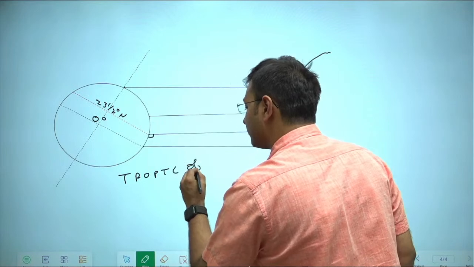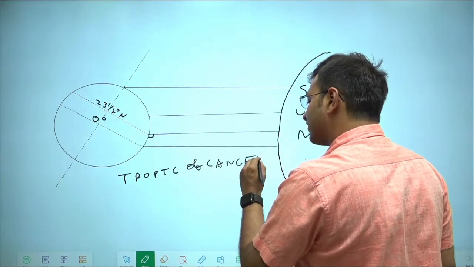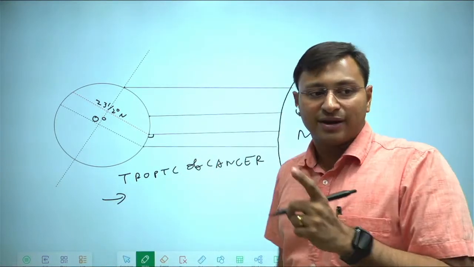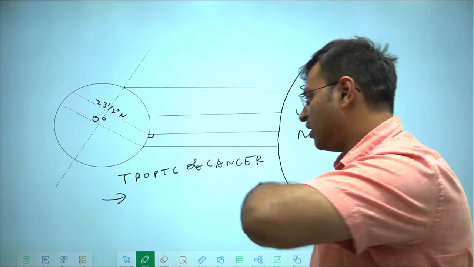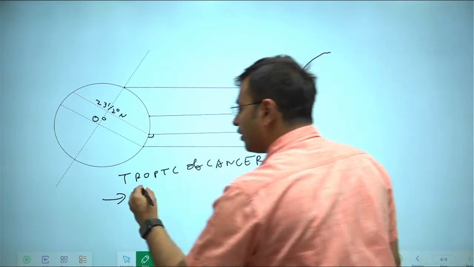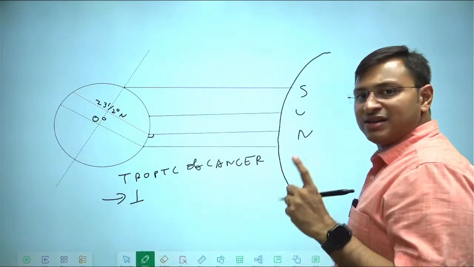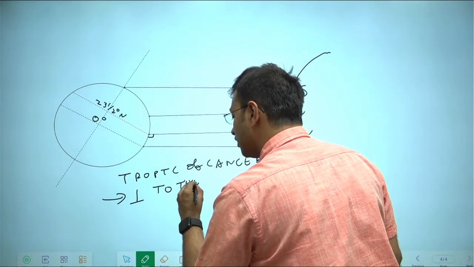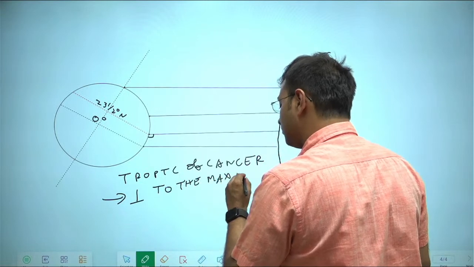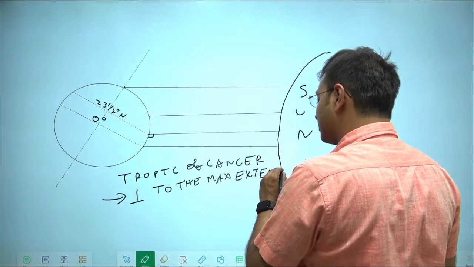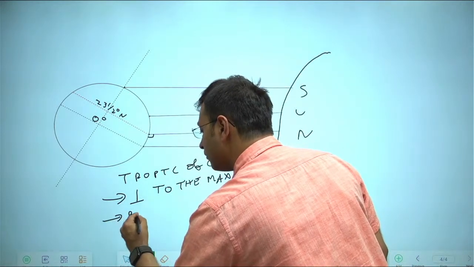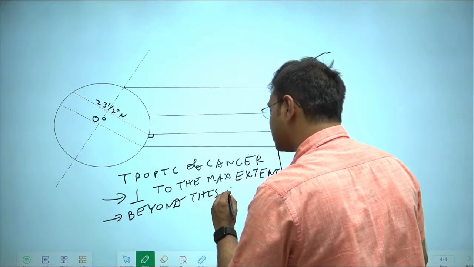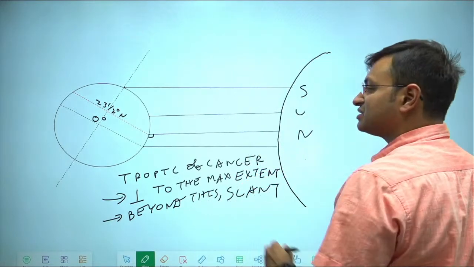Okay, what does Tropic of Cancer mean, the definition of Tropic of Cancer. So Tropic of Cancer is that latitude wherein the sun's rays fall perpendicular to the maximum extent, max extent in the sense that beyond this, the sun's rays will become slant.